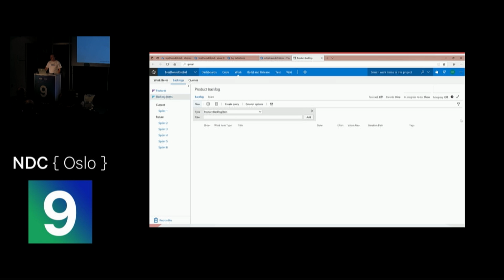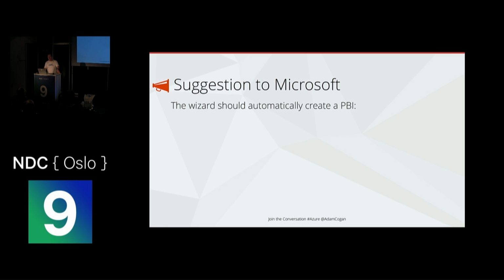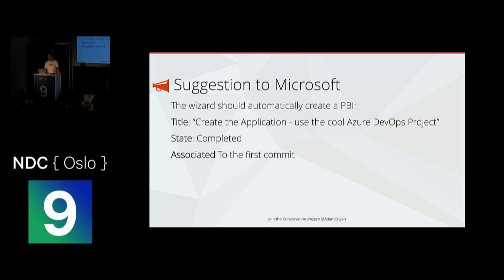All right, now I actually have a problem with this. I think that what Microsoft should do is like what we would do. We would put in a PBI first, and the PBI would be create a brand new solution using this cool new DevOps project, and then go ahead and do the work, and then associate the check-in or the commit with this. So anyway, let's hope Donovan Brown does that. So that's my little suggestion, that they should automatically add an extra PBI there.